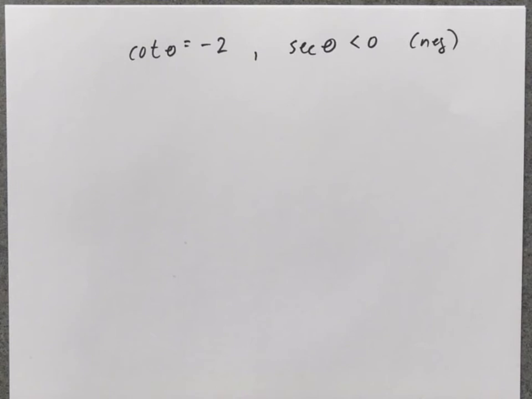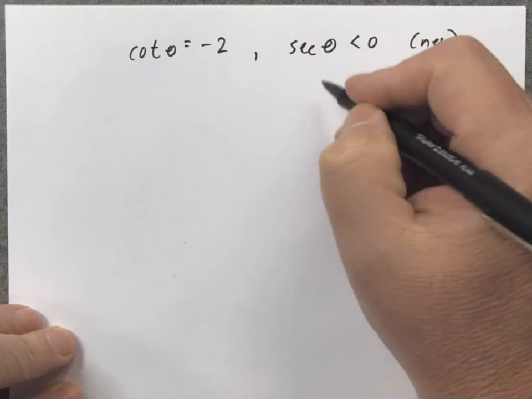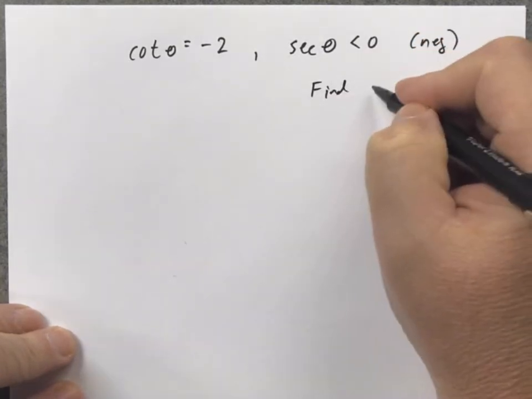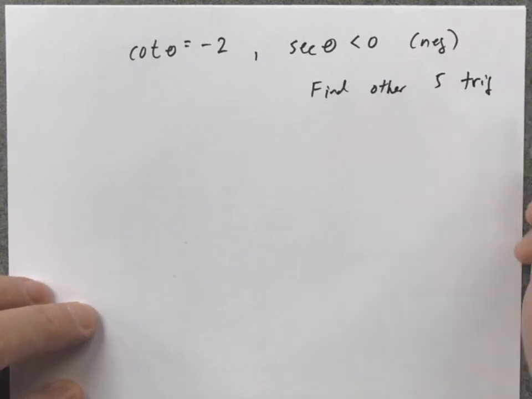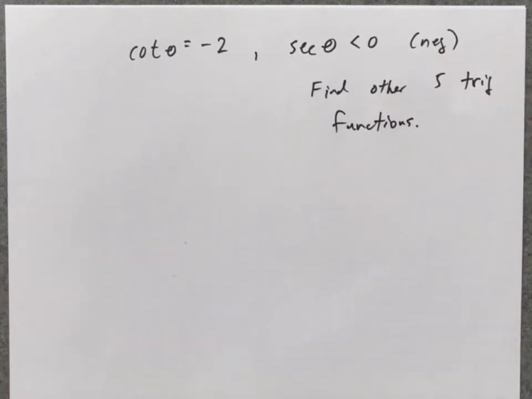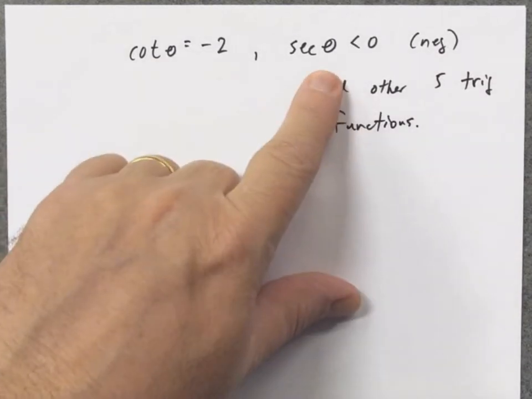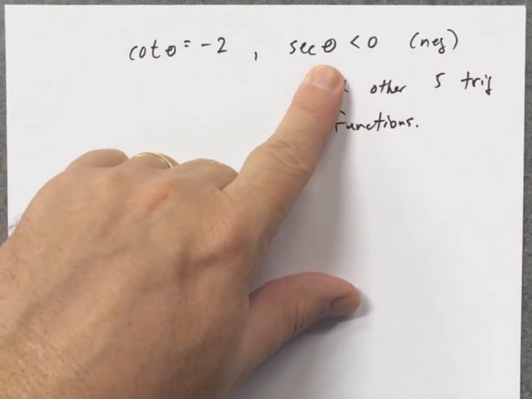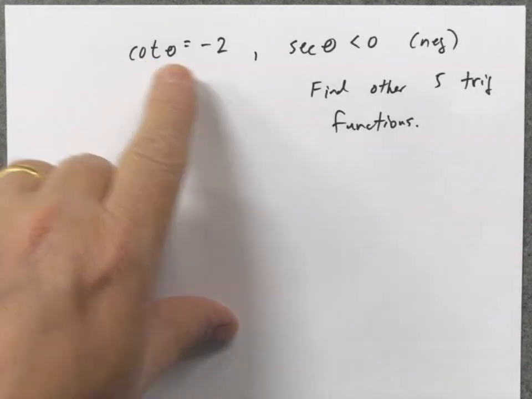Same problem, find the other 5 trig functions. So I'm given one trig function, this angle theta. I'm given some more information, and I'm asked to find the other 5 trig functions. So here, this one's a little more involved. First of all, I've got cotangent and secant.